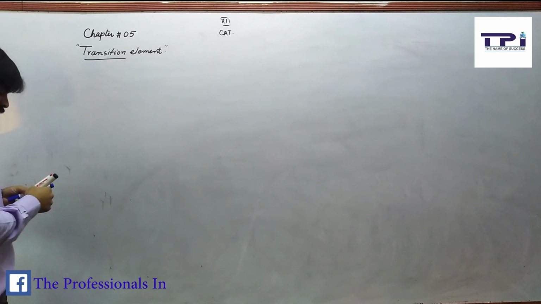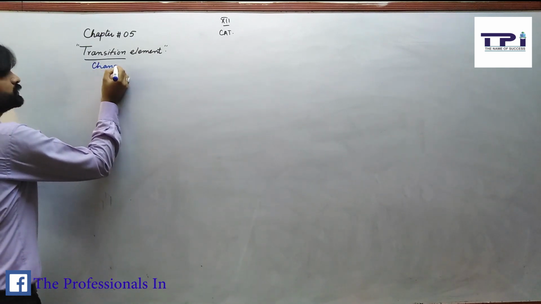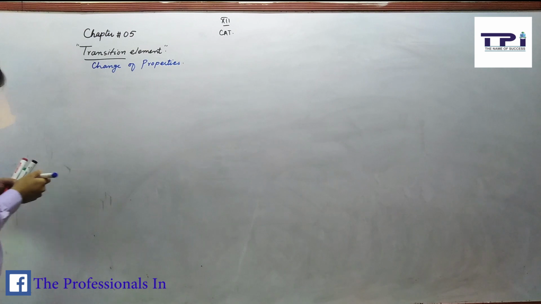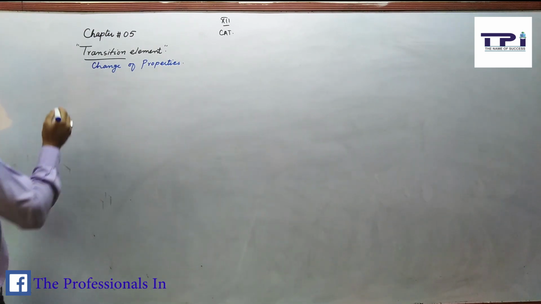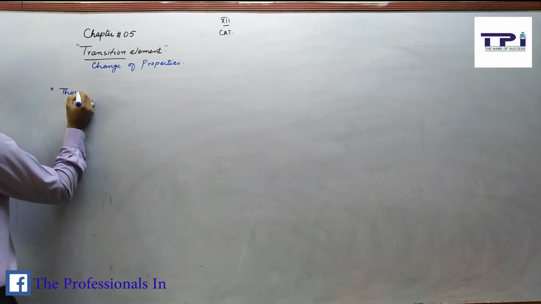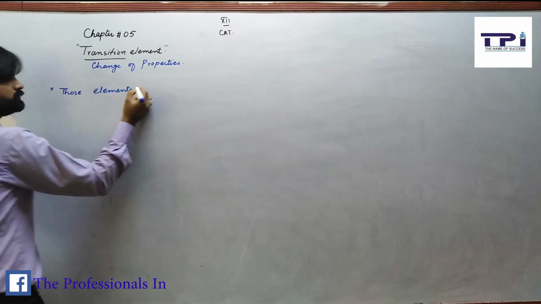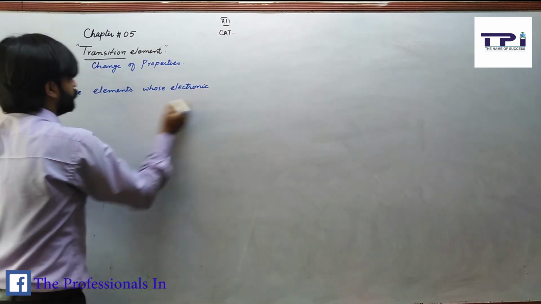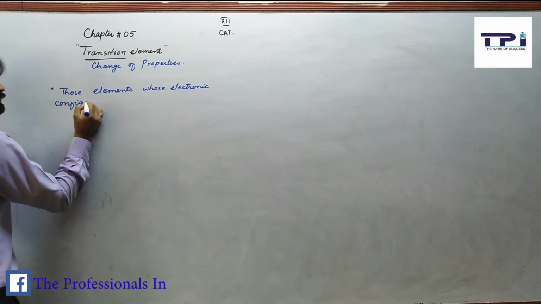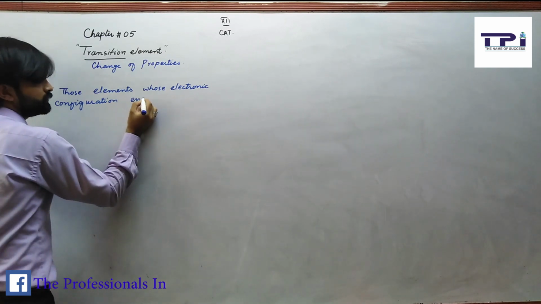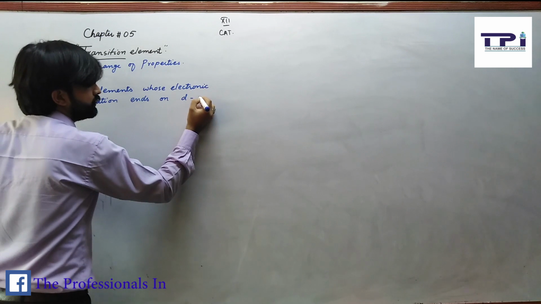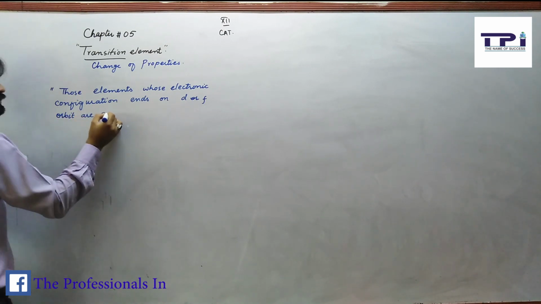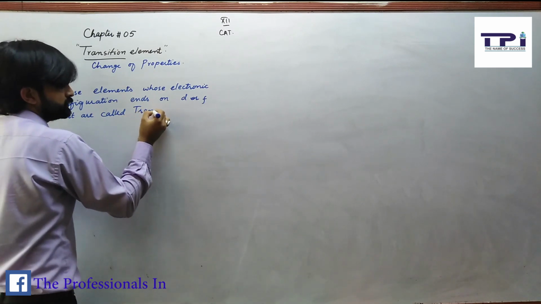What is the meaning of transition? Transition means change of properties, and the transition elements can be defined as those elements whose electronic configuration ends on d or f orbit are called transition elements.